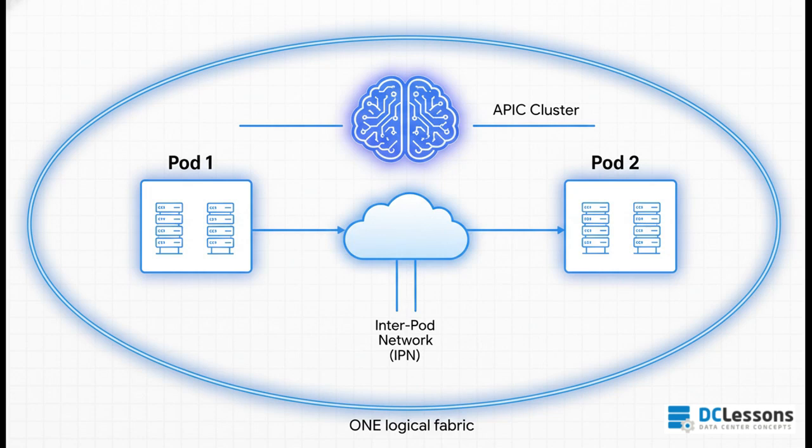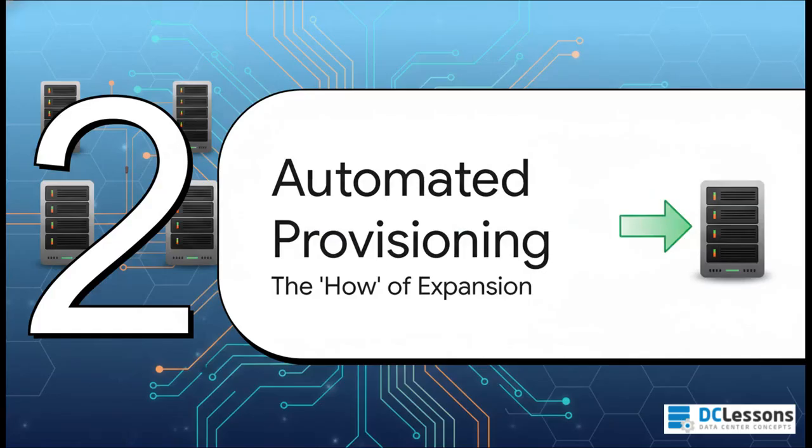That's your single brain. And what connects these points? A regular IP network, which we call the interpod network, or IPN. The result? You get to operate in multiple locations, but from a single pane of glass with one set of policies. It's a game changer. Okay, so we know why we want it. Now for Section 2, automated pod provisioning. Let's dig into how you actually expand the fabric.